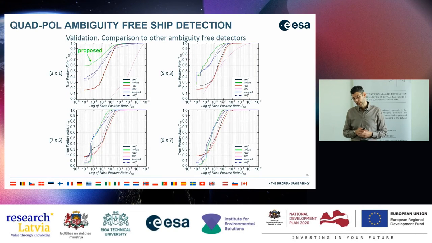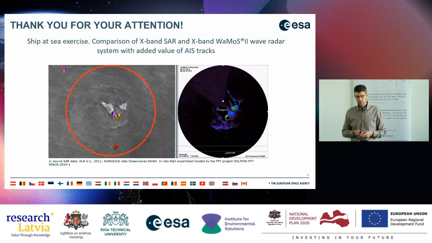So here, just a bit of comparison between this method and other methods. The literature is quite large, also dealing with polarimetric discrimination of azimuth ambiguities. And I think it's time to close, right?